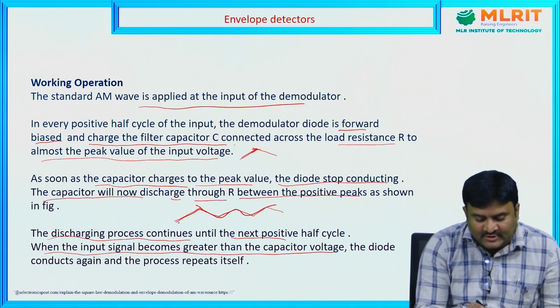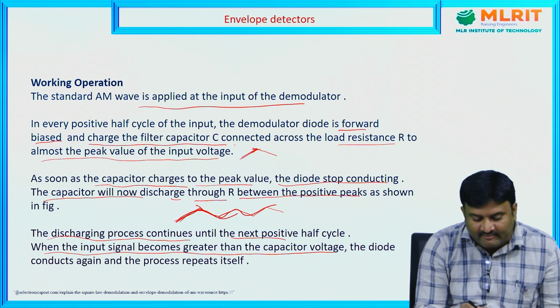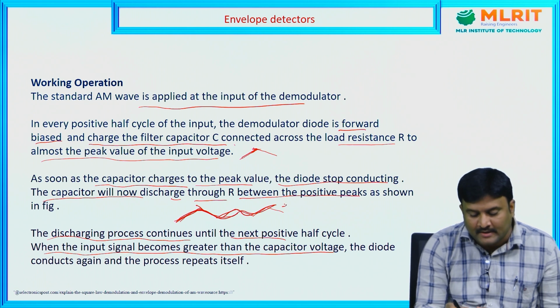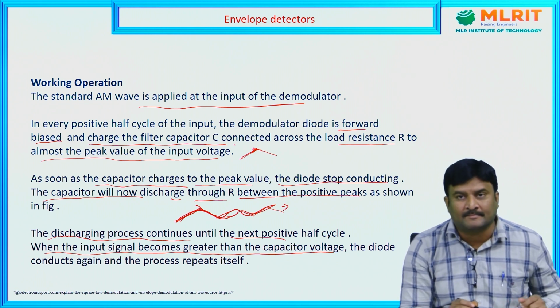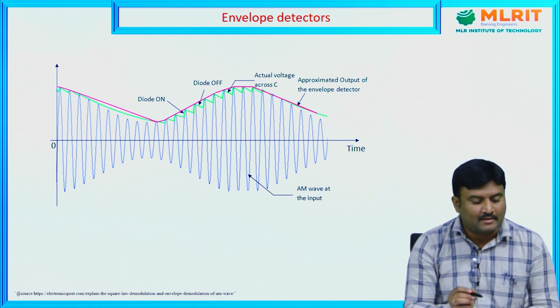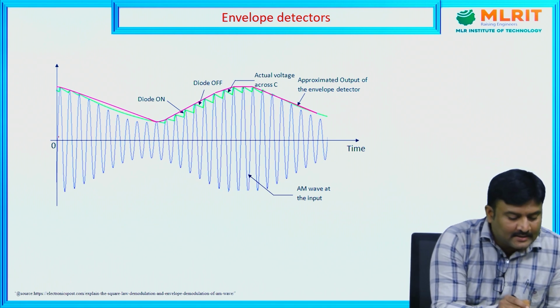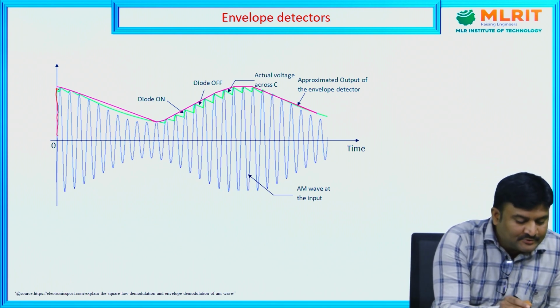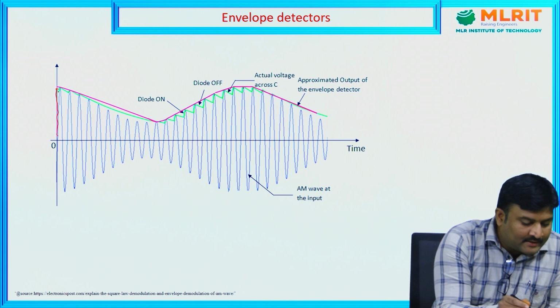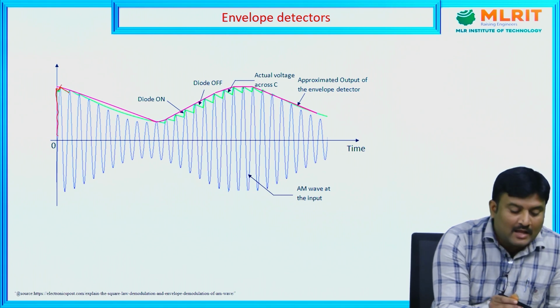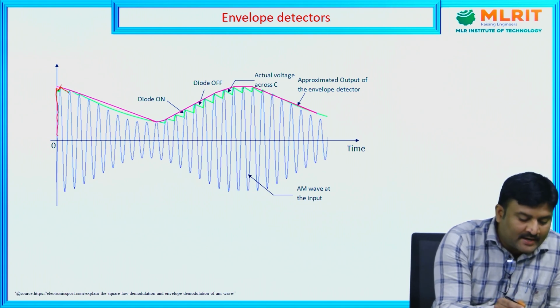Then observe the shape of this one. Once you combine these envelopes, it should be likely a message signal. Observe here the waveform. This is the carrier. In the first positive half cycle, it charges up to the peak, and again it discharges. When it reaches the peak value it goes discharging, and when the positive half cycle comes again, it charges, discharges, and then charges again.